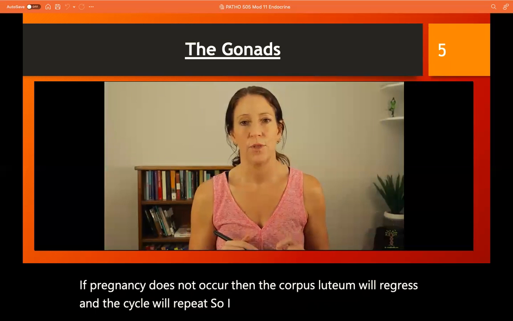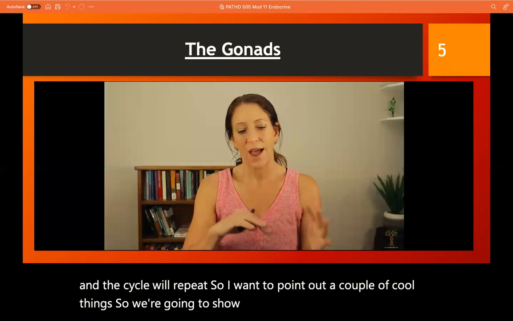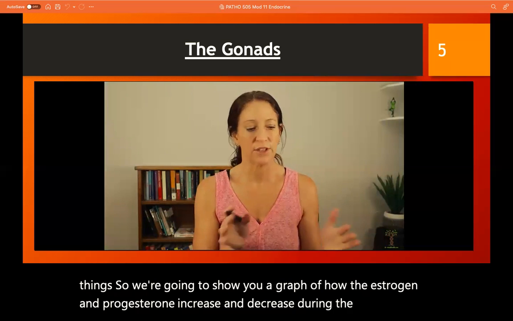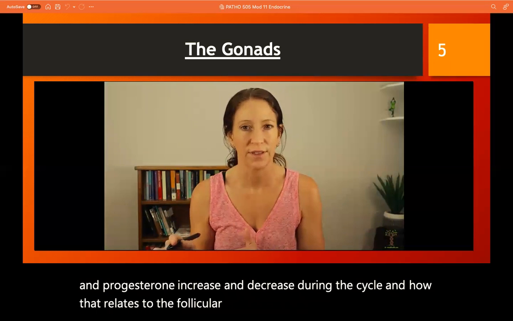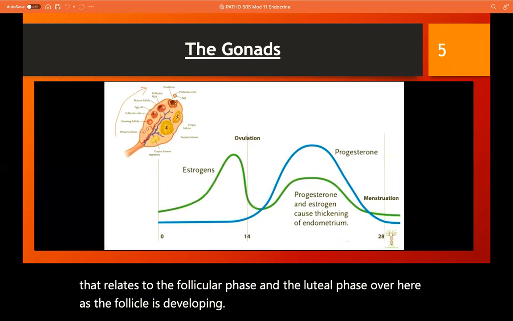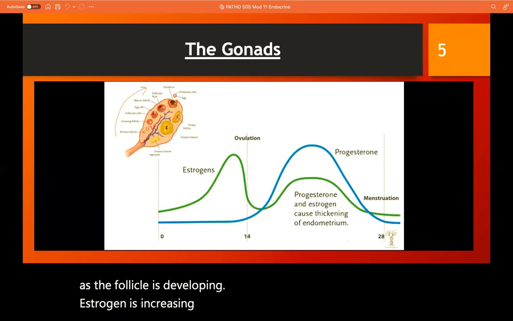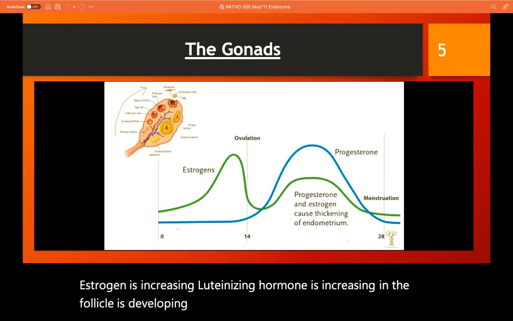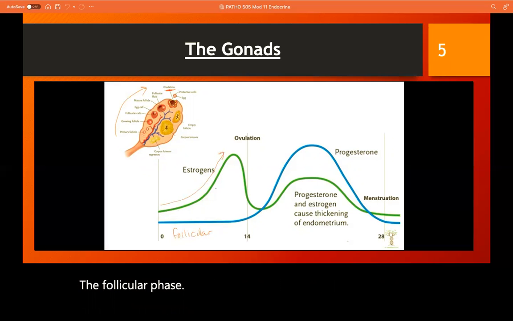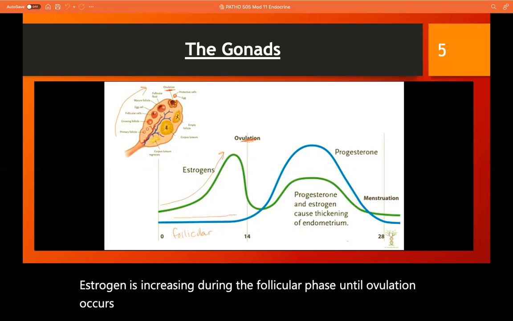So I want to point out a couple of cool things. I'm going to show you a graph of how the estrogen and progesterone increase and decrease during the cycle and how that relates to the follicular phase and the luteal phase. Over here, as the follicle is developing, estrogen is increasing, luteinizing hormone is increasing, and the follicle is developing until ovulation. That is over here, the follicular phase. Estrogen is increasing during the follicular phase until ovulation occurs. Progesterone is not increasing during the follicular phase.